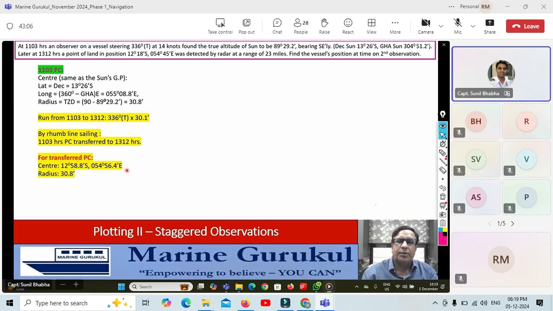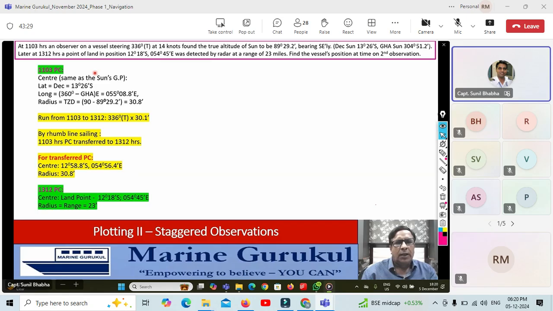The radius obviously shall remain the same as the original PC, which will be 30.8 miles. Now the 1312 PC, which is by radar range, will have its center as the point on land, whose lat and long is given in the question, and the radius shall be 23 miles.